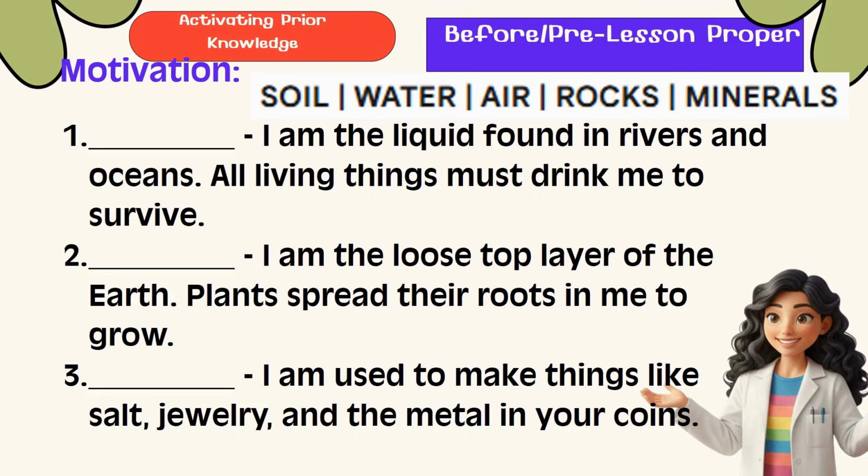Number 4, I am the loose top layer of the earth. Plants spread their roots in me to grow. And for number 5, I am used to make things like salt, jewelry, and the metal in your coins.